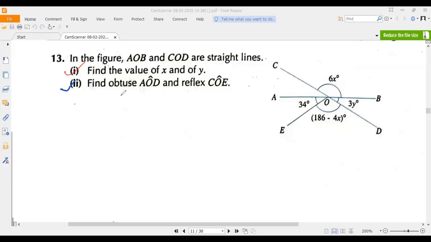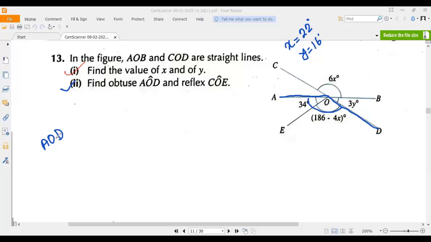Now question number 2, find obtuse AOD and reflex COE. So obtuse AOD means this angle. Okay, so what is the measurement of this angle? We need to find it out. So here the value of x is 22 and the value of y is 16. We have already found this out in question number 1. Now in question number 2, find obtuse AOD.